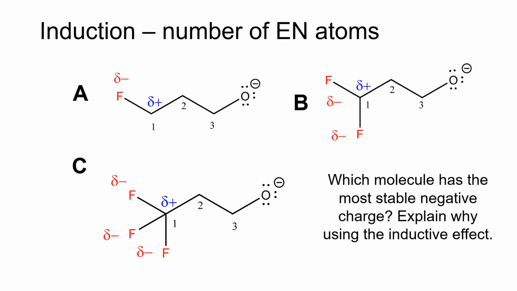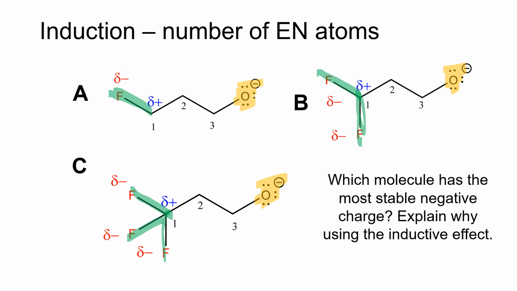In an example such as this one, it looks very similar to the one we just saw, where we have a molecule with one, two, or three fluorines on it. But these molecules here have O minuses. So what we want to talk about is how the inductive effect works to stabilize or destabilize these O minuses, or a negative charge somewhere in the molecule.